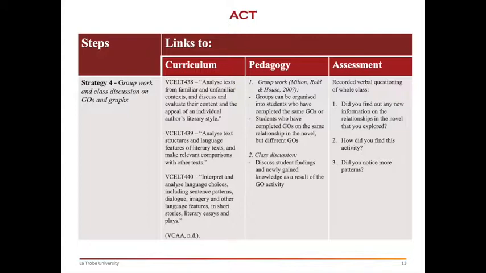Once again, I will be recording the verbal questioning of the whole class, and the types of questions that I can ask include: did you find out any new information on the relationships within the novel that you hadn't previously explored? How did you find this activity? Did you detect more patterns throughout the chapter that you explored?